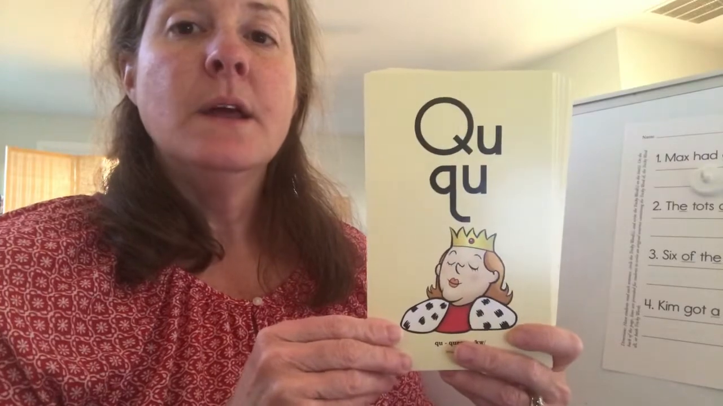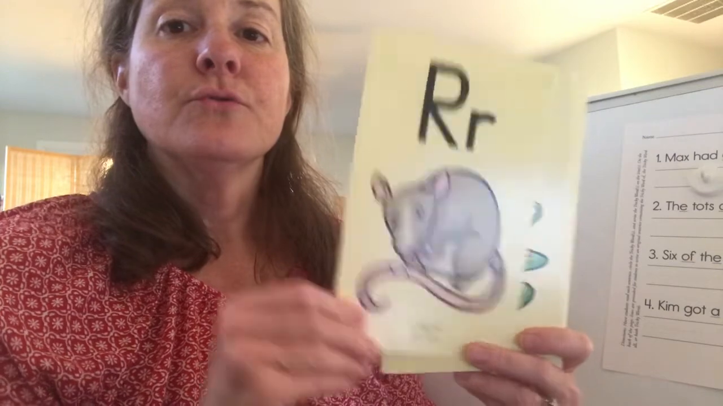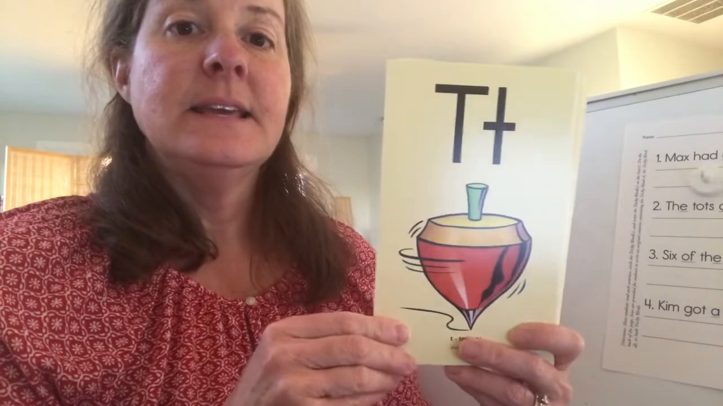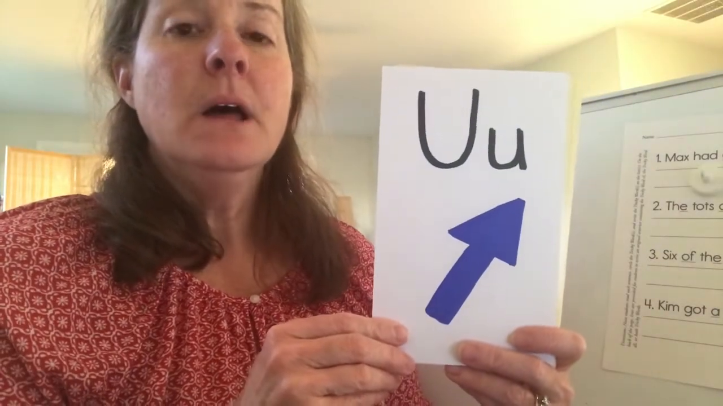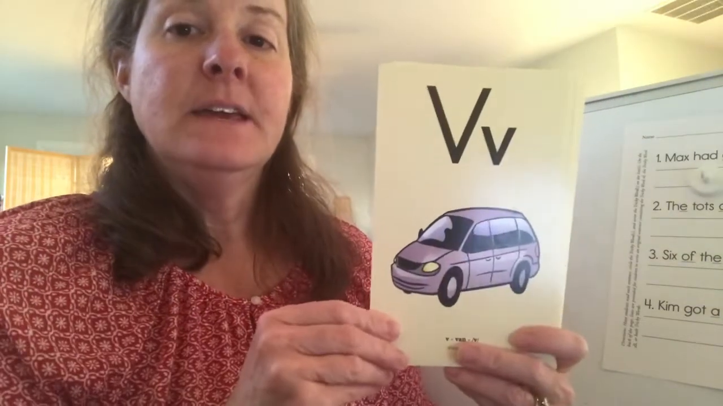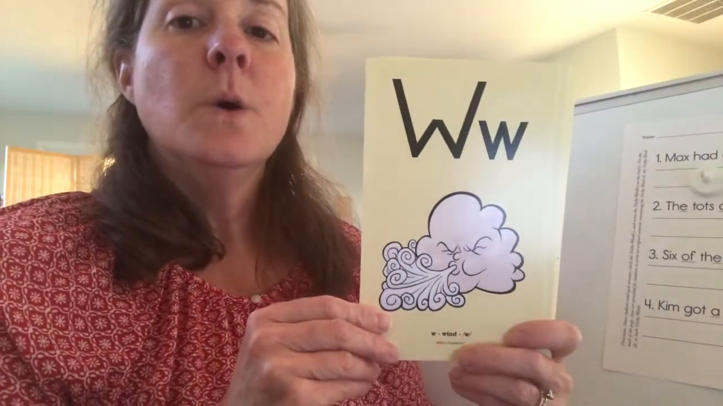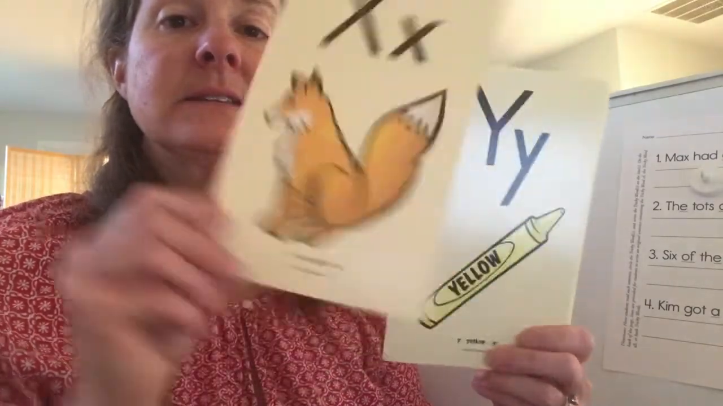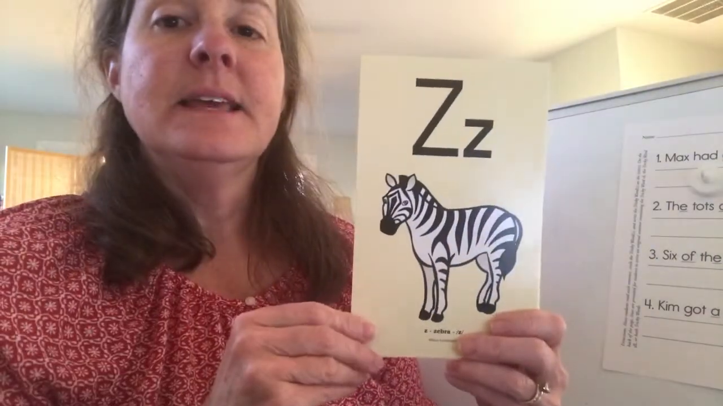Q is for queen, /qu/, /qu/, /qu/. R is for rat, /r/. S is for snake, /s/. T is for top, /t/, /t/, /t/. U is for up, V is for van, /v/. W is for wind, /w/. X is for fox, /x/, /x/, /x/. Y is for yellow, /y/. Z is for zebra, /z/.